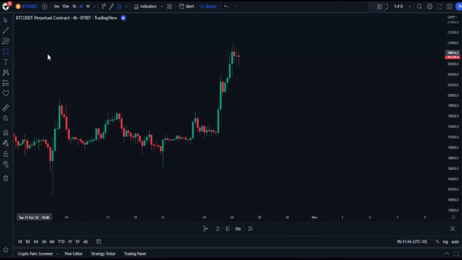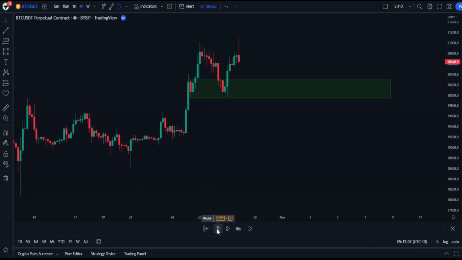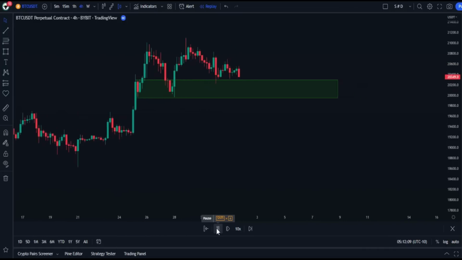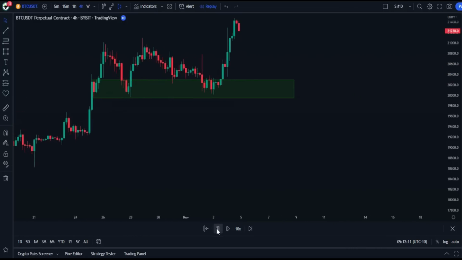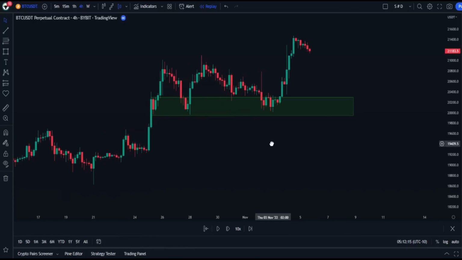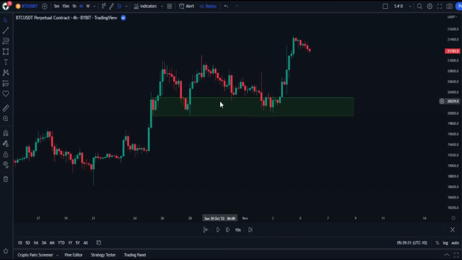We take the rectangle tool from here, then we cover the red candle from the top to the bottom, and when we are done, we have prepared our demand area. Now, let's run it and see what happens. As you can see, the price rebounded as soon as it touched the demand zone, and this means that the price action was good in this area.